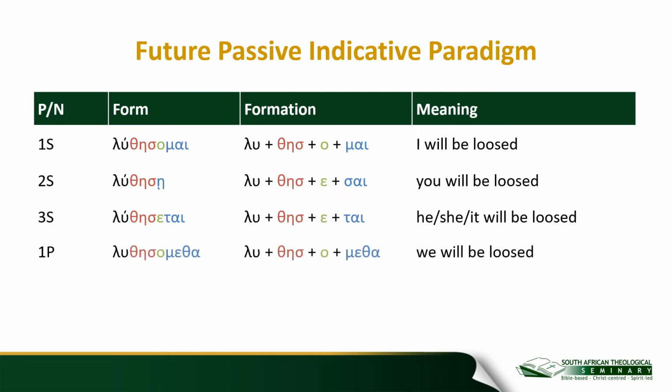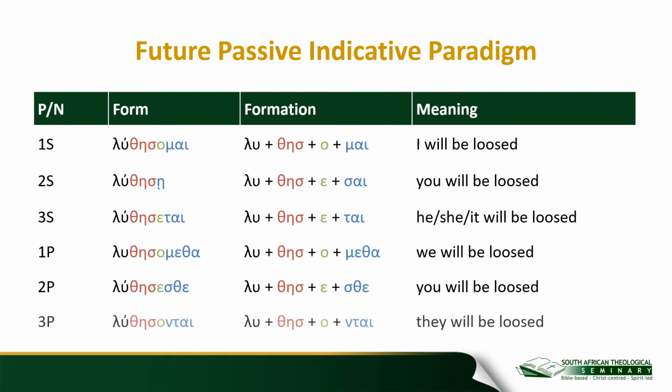One plural, lythēsometha, from the tense stem lu, tense formative thēs, connecting vowel omicron, personal ending metha, we will be loosed. Two plural, lythēsesthe, tense stem lu, tense formative thēs, connecting vowel epsilon, personal ending sthe, you will be loosed. And the three plural, lythēsontai, tense stem lu, tense formative thēs, connecting vowel omicron, personal ending ntai, they will be loosed.